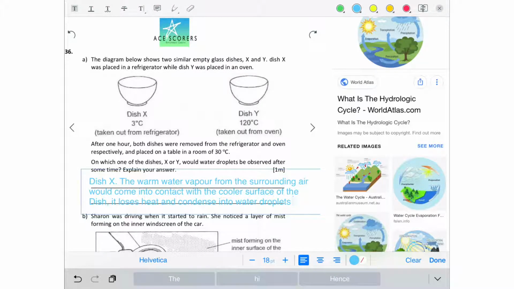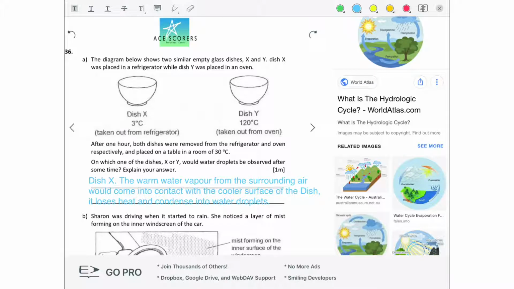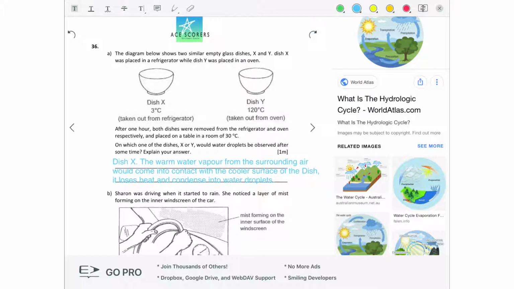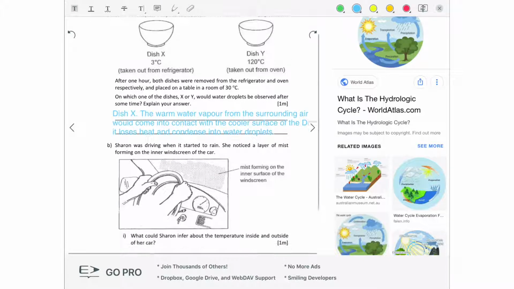Okay, so it's not going to happen to this one. Why? Because it's 120 degrees Celsius. It's too hot. The water vapor will not condense here. It will condense here, right, on the cold dish. Can you see that? So you understand what's going on here, right? Okay, great. So next one.